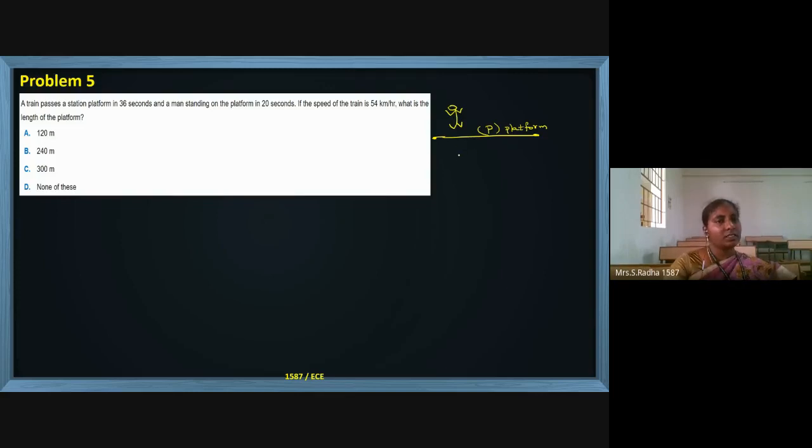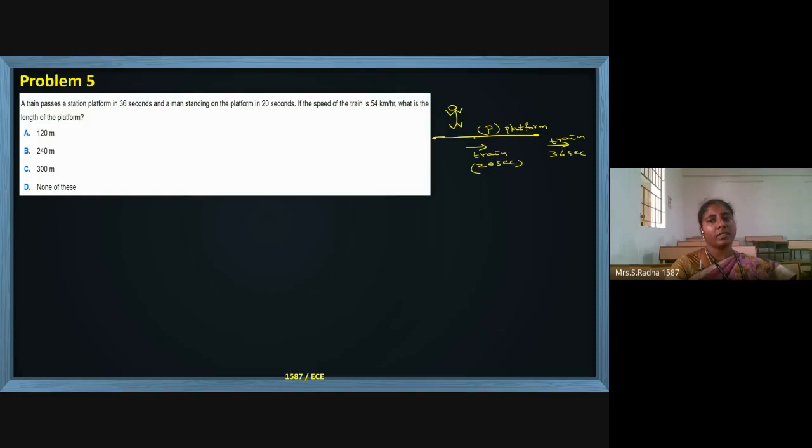So a train passes a station platform in 36 seconds. It is crossing the platform in 36 seconds. And it is crossing the man in 20 seconds.